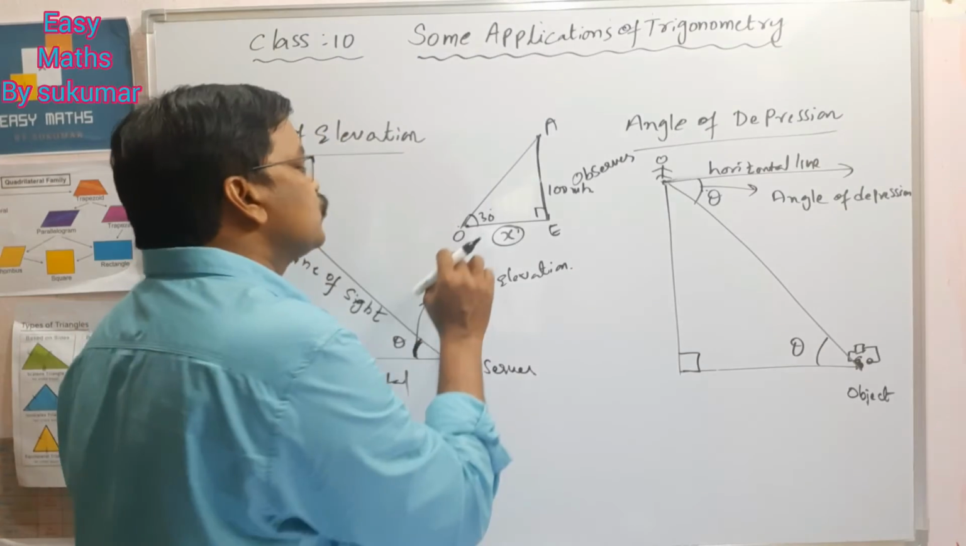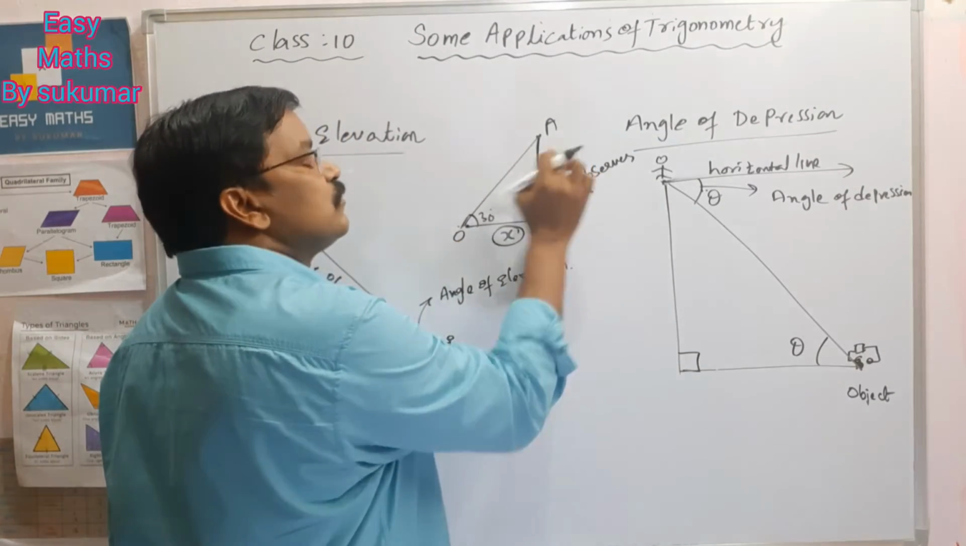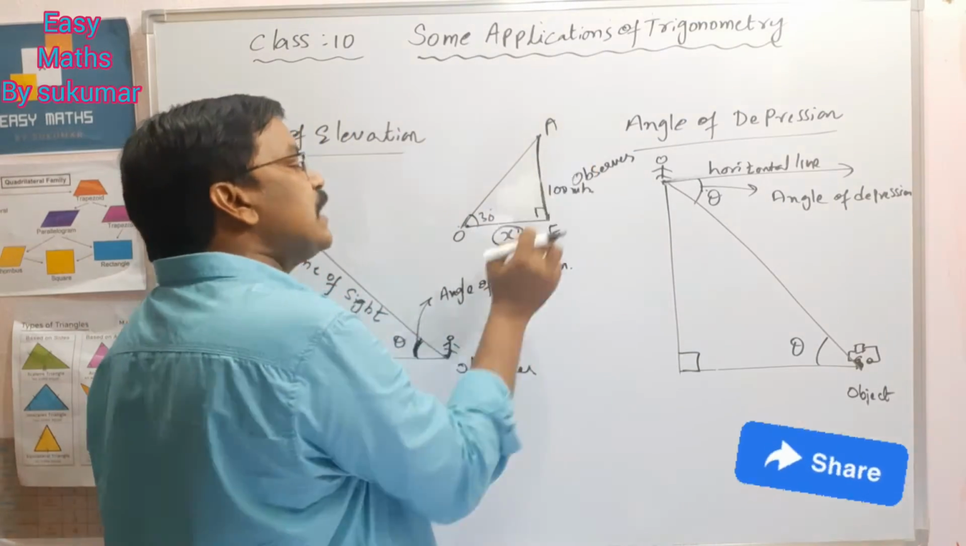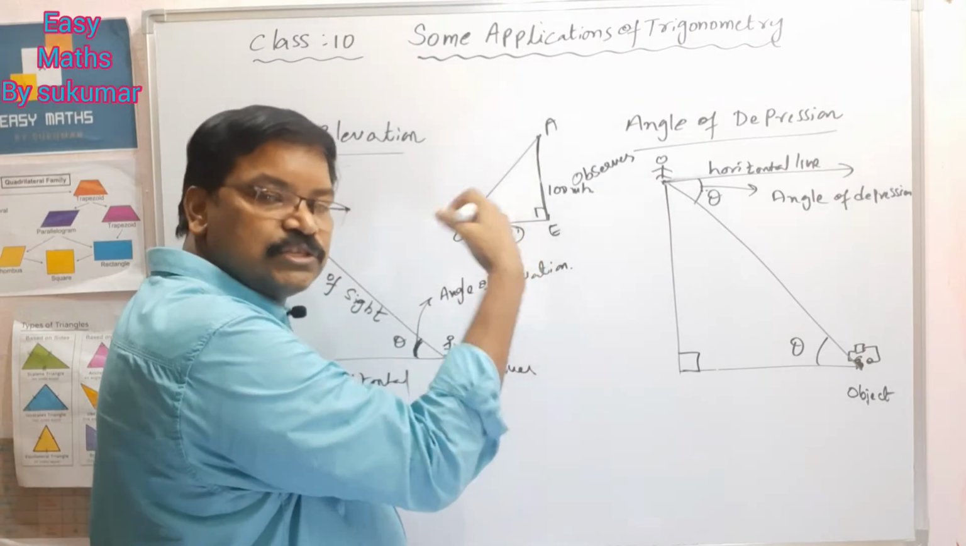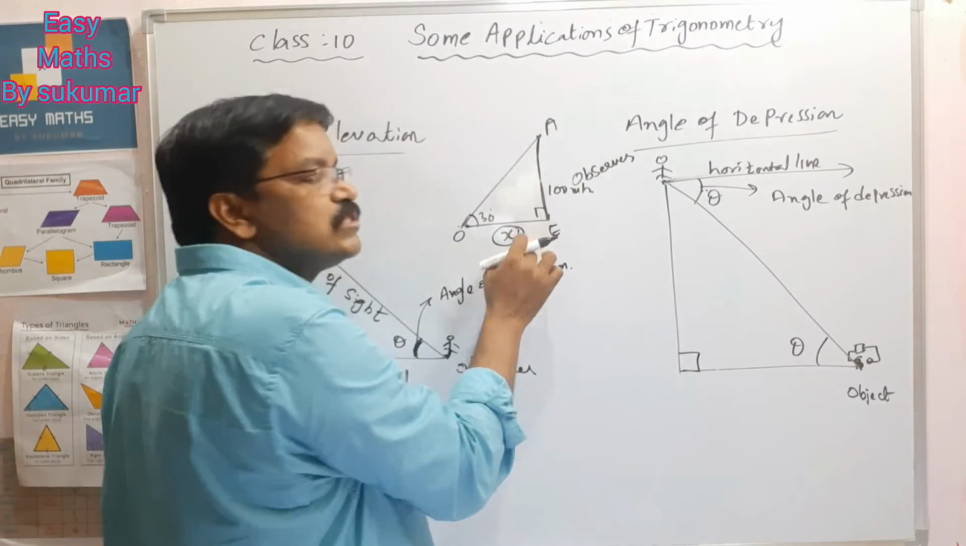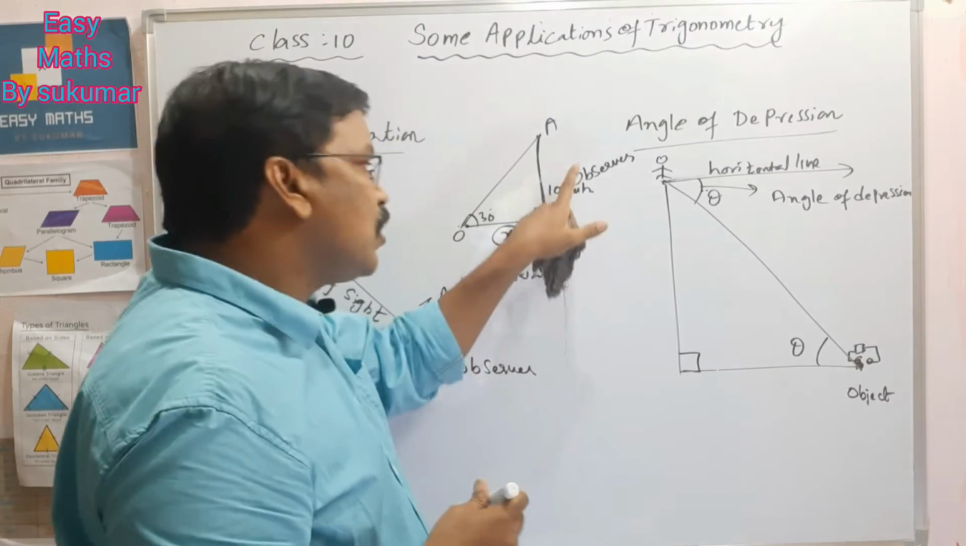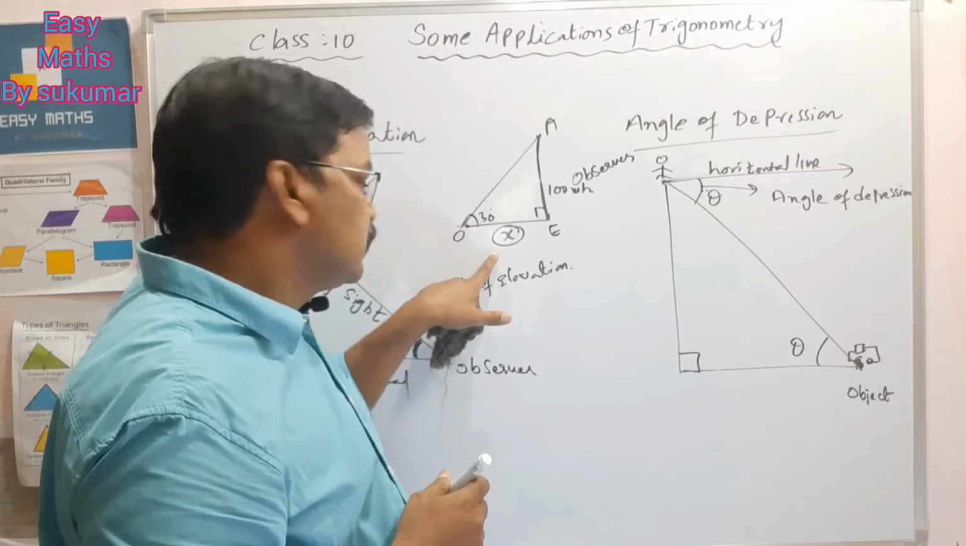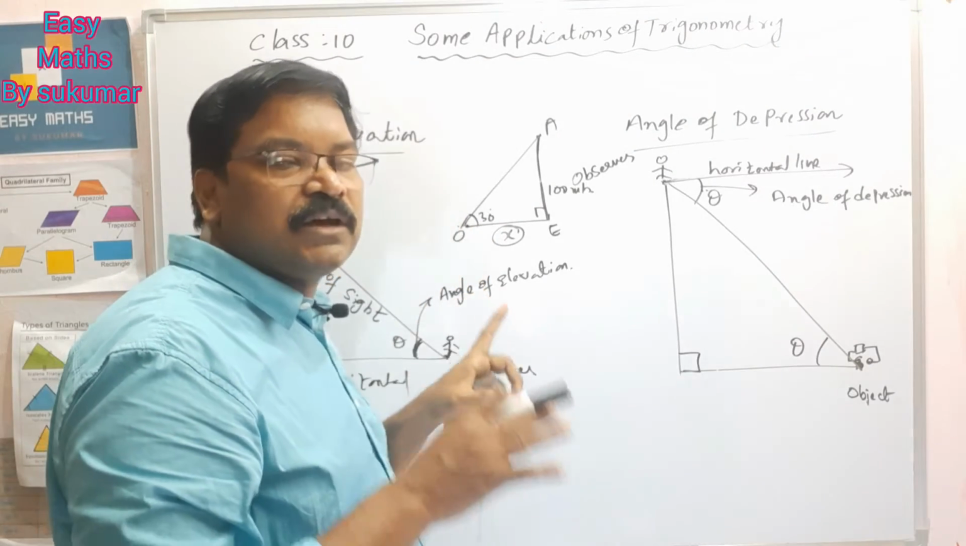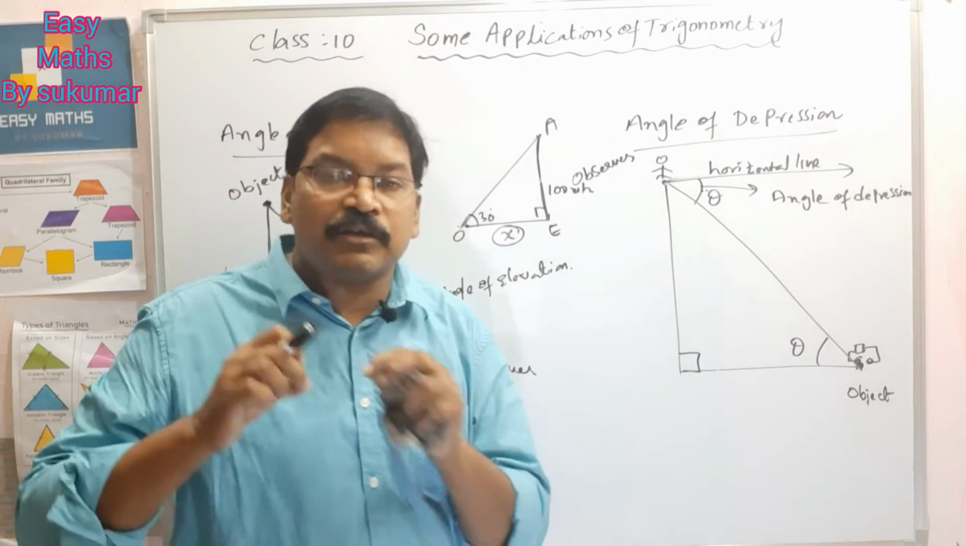Okay, so here, my dear students, what is the relation between opposite side and adjacent side? That is tan. Opposite side by adjacent side is tan. So we should use tan here. Why? Already the opposite side is given here, so it is enough to find the adjacent side. So we have to use tan.